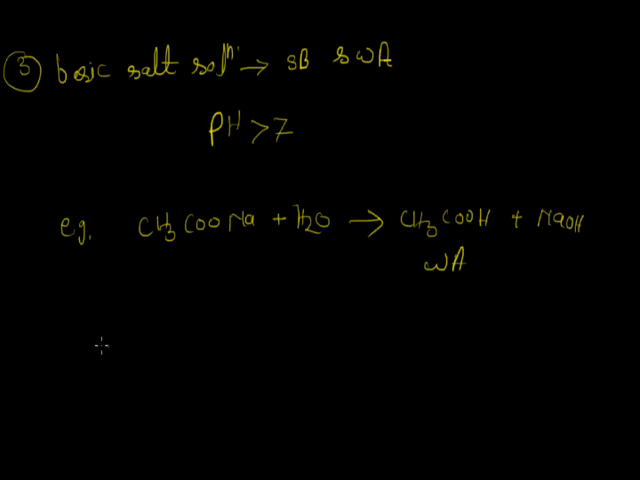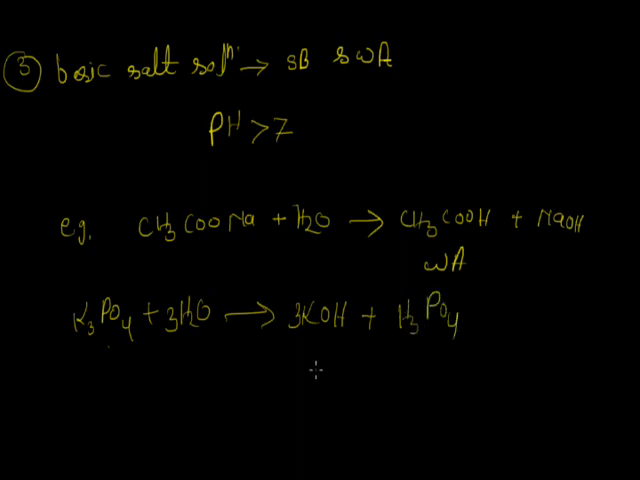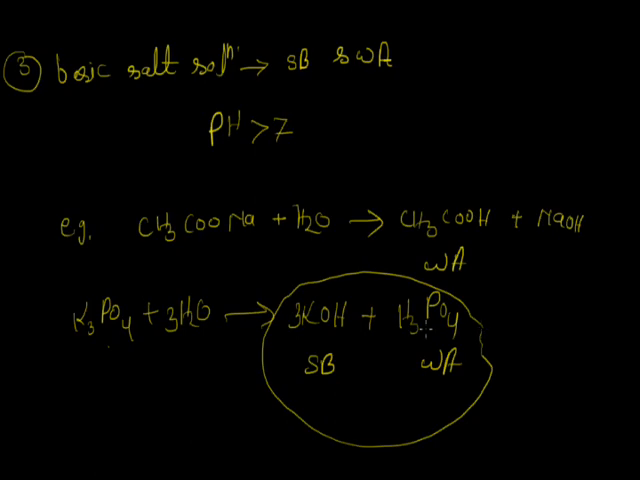Next is potassium phosphate, that is K3PO4. When dissolved in water, it gives a strong base, potassium hydroxide, and a weak acid, that is phosphoric acid, H3PO4. So the overall solution will be basic and its pH will be greater than 7.